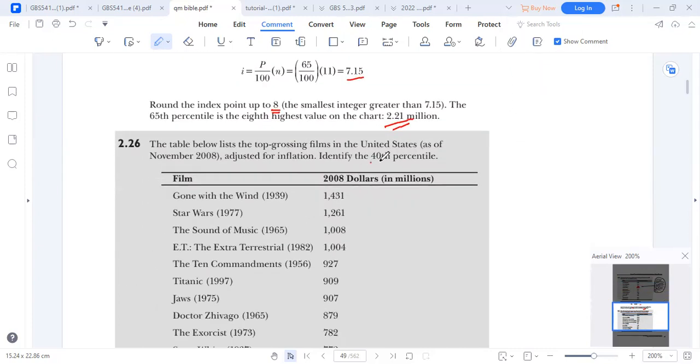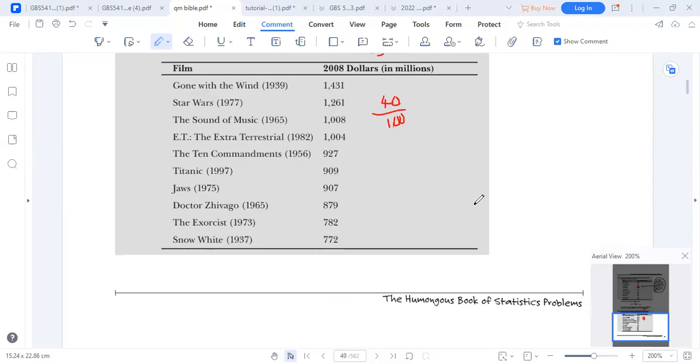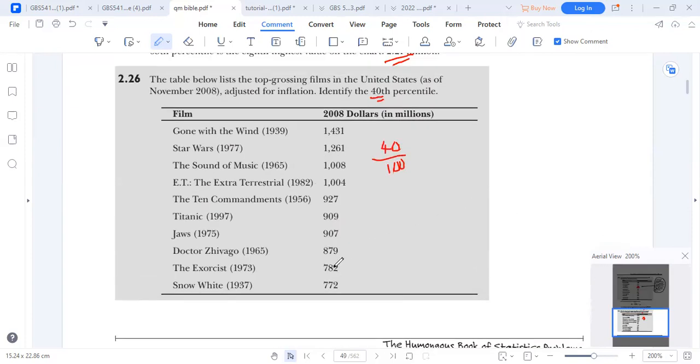The 40th percentile is 40 over 100 times what? How many are they? Count 1, 2, 3, 4, 5, up to down, so they're about 10. So 40 over 100 times 10 is 4. But this is an even number. So we add the 4th plus the 5th value divided by 2. So the 4th and the 5th value, 1, 2, 3, 4, and 5. When adding, we divide by 2, we get 908.